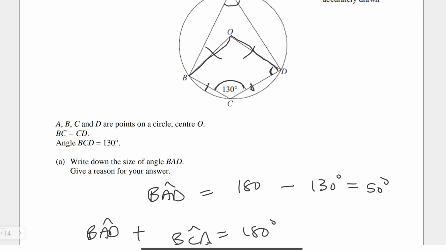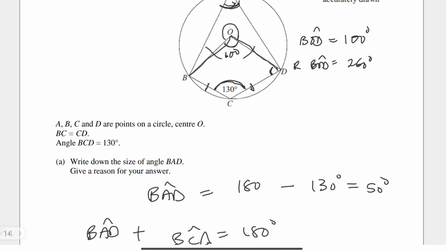Now, since we know that this is 130 degrees, and we know that this is 50 degrees, so if this is 50 degrees, this is going to be twice of that. BOD acute is going to be double of that, which is 100 degrees. So this is 100. And BOD reflex, which is the other side, is going to be 360 minus 100. We don't even need that, do we? Which is 260 degrees. We don't actually need that.